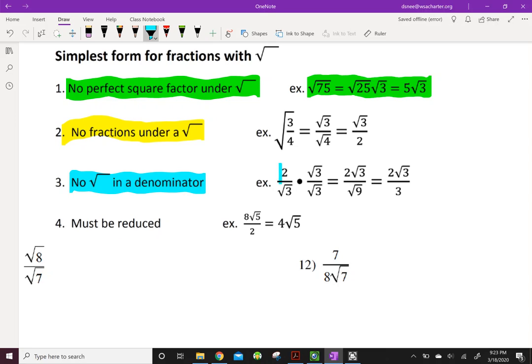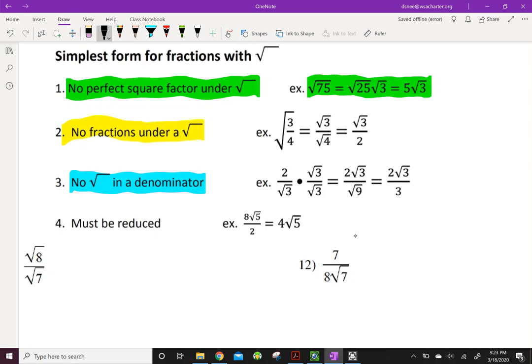If we start with 2 divided by the square root of 3, like we did in the examples in the notes, we multiplied the numerator and the denominator by the denominator, and we got 2 times the square root of 3 divided by the square root of 9, which is equal to 2 times the square root of 3 divided by 3, because the square root of 9 is 3. We got the radical symbol out of the denominator that way.